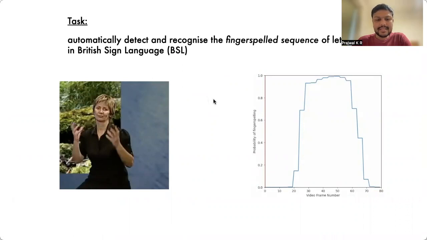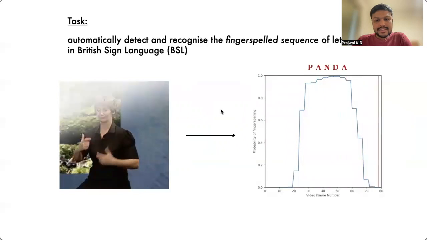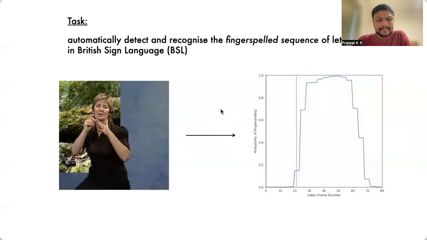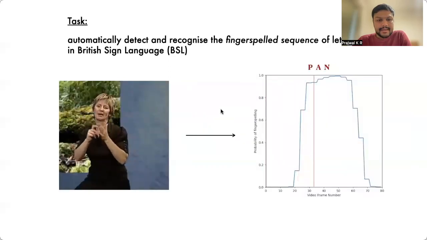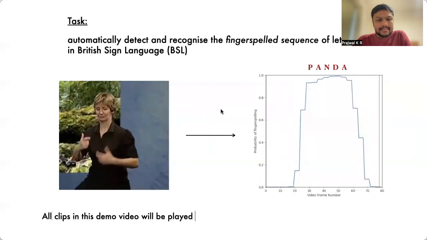An example of fingerspelling corresponding to the word panda is shown below. Let us check out the same clip again but in slow motion so that we can spot each letter. We have P, A, N, D, and A. We can see that the task is quite challenging. So what are the challenges?